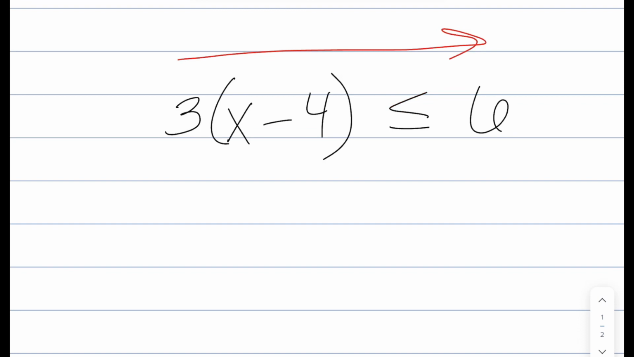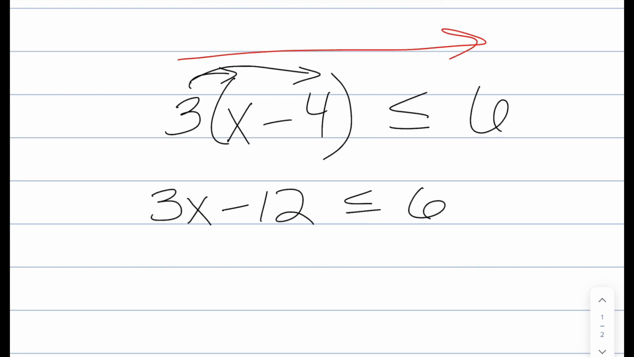When we're solving an inequality, you solve it exactly the same way you do an equation. There's going to be one final step at the very end that we'll talk about, but until we get to the very last step, you use your algebraic steps just like you solve an equation with an equal sign. We have to simplify the left side. I'm going to distribute this 3 to everything inside. That gives me 3x minus 12 is less than or equal to 6. There's nothing to simplify on the right.